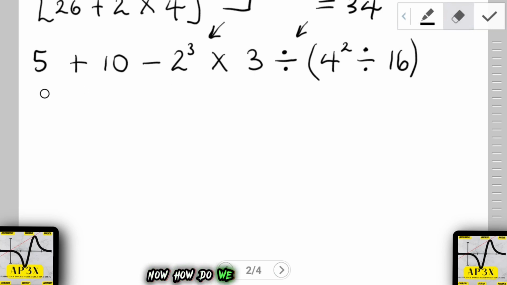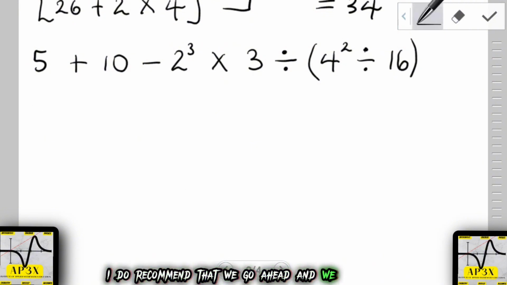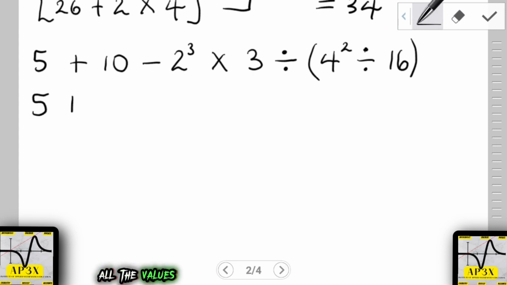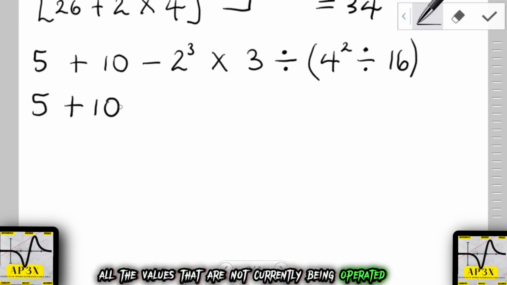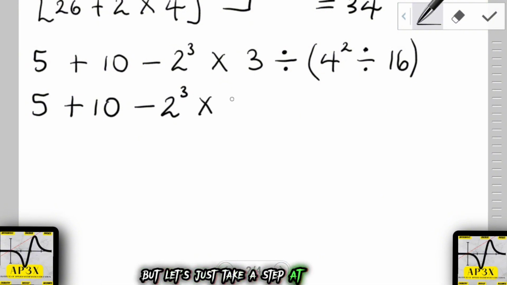Now, how do we start this problem? We start off with what PEMDAS tells us to do. PEMDAS tells us that we must evaluate what is inside any parentheses that may be in the problem. So I do recommend that we rewrite all the values that are not currently being operated. So 5 plus 10, take away 2 cubed. If you wanted to, you could have also worked out 2 cubed already, because that won't affect your problem. But let's just take it one step at a time.